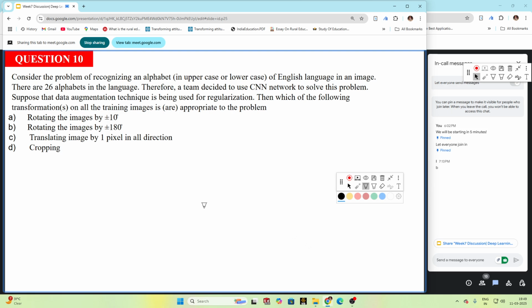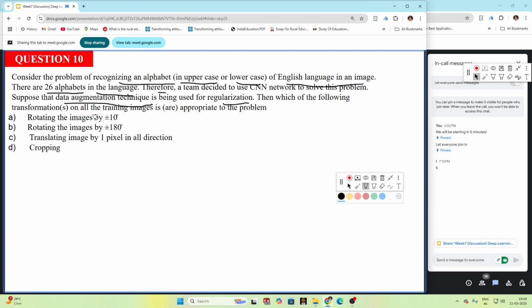Okay, so let's move on to the last question. Consider the problem of recognizing an alphabet in uppercase or lowercase of the English language in an image. There are 26 alphabets in the language. Therefore, the team decided to use a CNN to solve the problem. Suppose data augmentation is being used for regularization. Then which of the following transformations on the training images are appropriate to the problem?